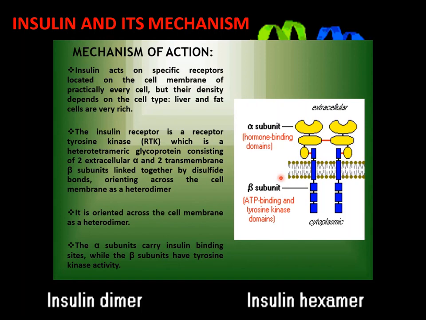In the insulin receptor there are disulfide bridges between the chains, and this one is between the beta subunit and the alpha subunit. The alpha subunit binds the hormone, and the beta subunit has the ATP-binding tyrosine kinase. It is oriented across the cell membrane as a heterodimer.